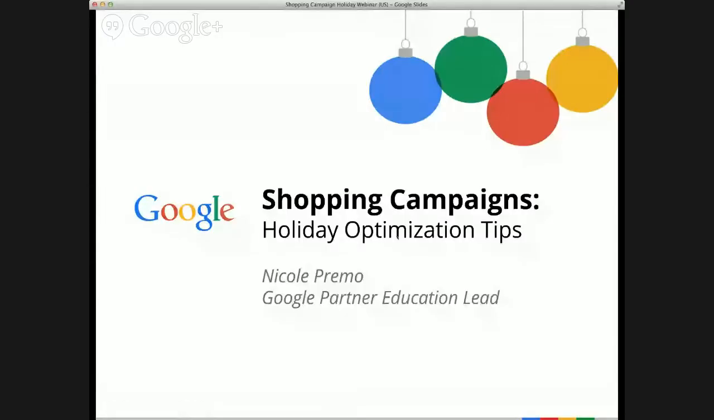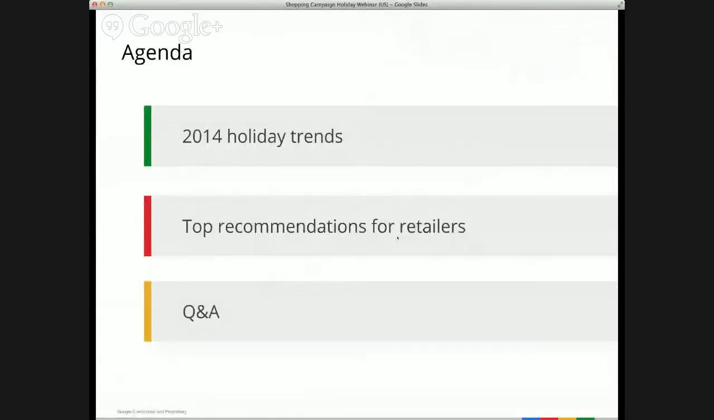Great. So to get us started, here is a rough agenda of what we're going to be talking about today. First and foremost, we're going to start with some 2014 holiday trends. This will help us make sure that we're hitting the key points in our holiday strategy that will really set us up for success. Then we'll talk you through our top recommendations for retailers. This means all of the tactical and strategic steps you should be taking in order to ensure your shopping campaigns and your overall retail Q4 strategy is really well aligned with these trends as well as with your own strategic goals. And then last but not least, as I mentioned, we'll have Q&A, so get those questions in whenever they come up.